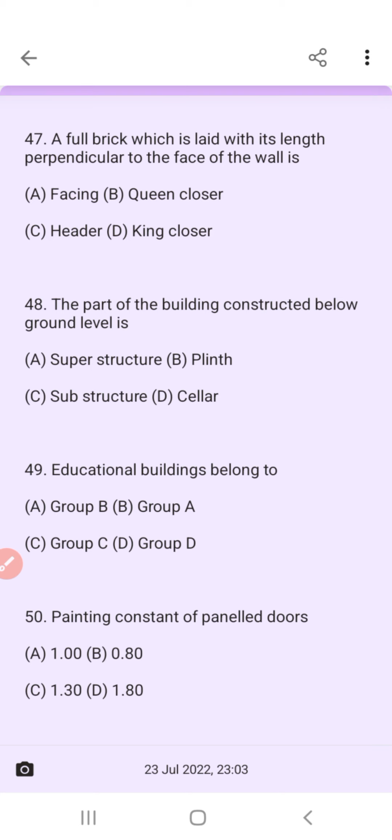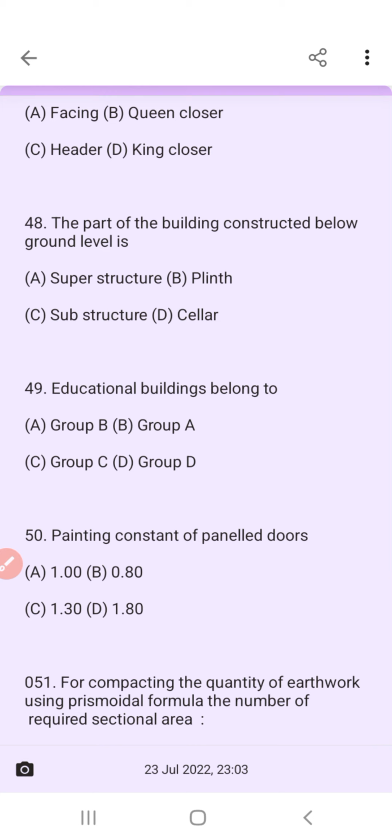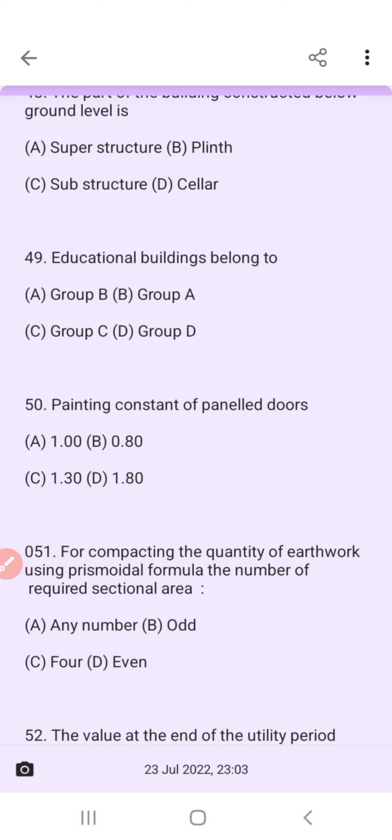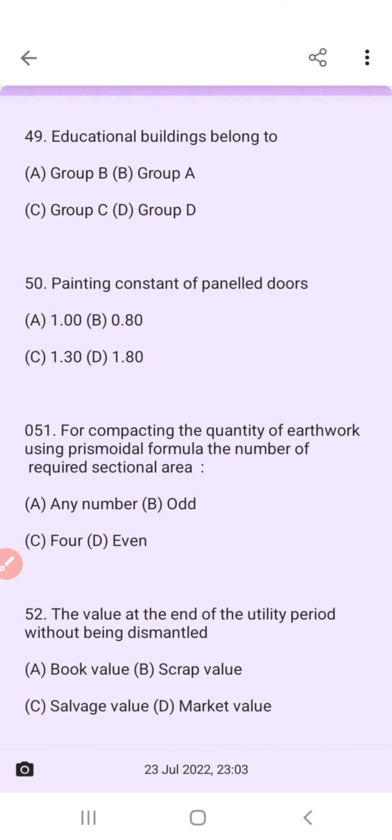Educational building belongs to the category of group C. Painting constant for panel door is 1. For computing the quantity of earthwork using prismoidal formula, the number of required areas is: A. any number, B. odd, C. 4, or D. even. Correct option is B, odd.